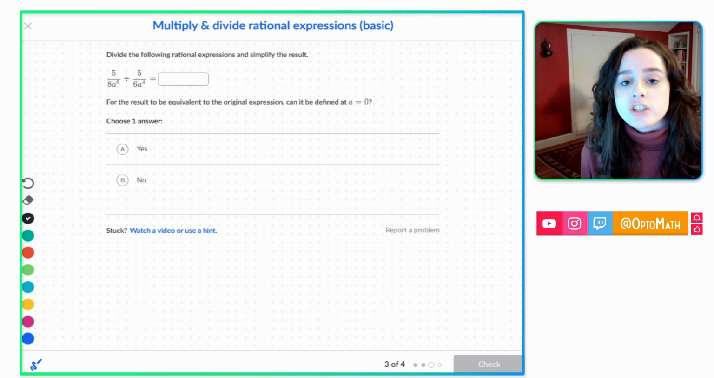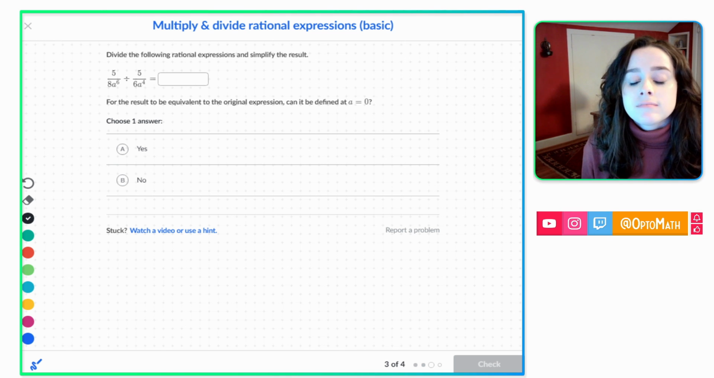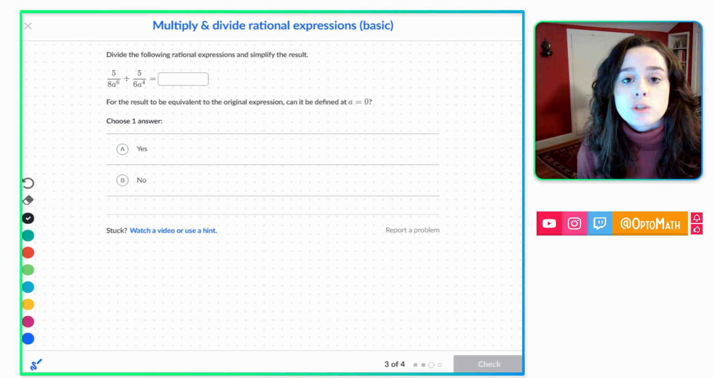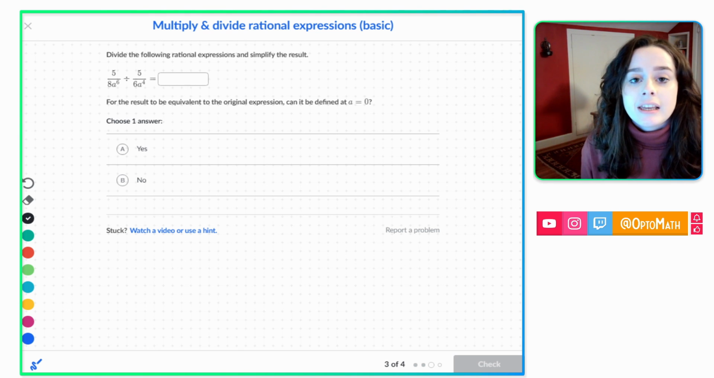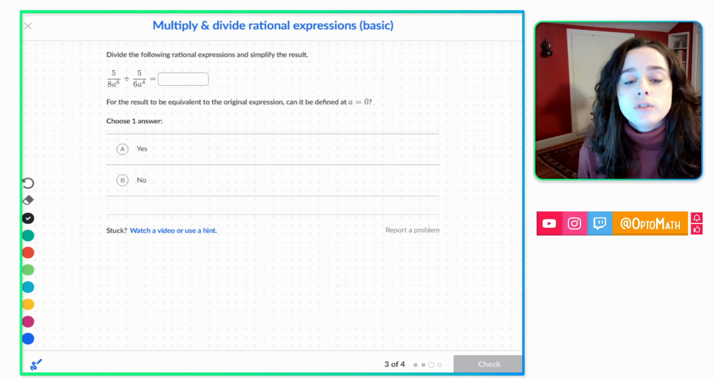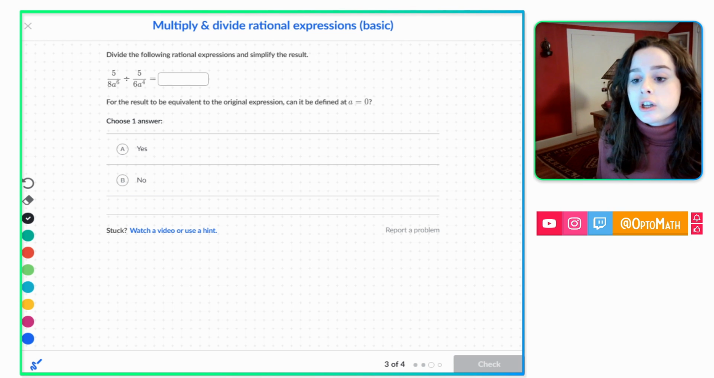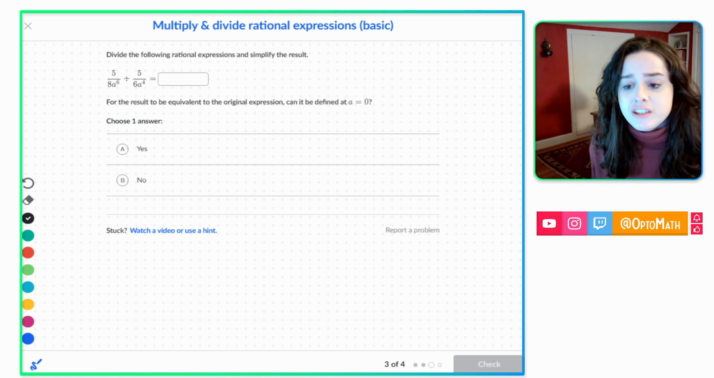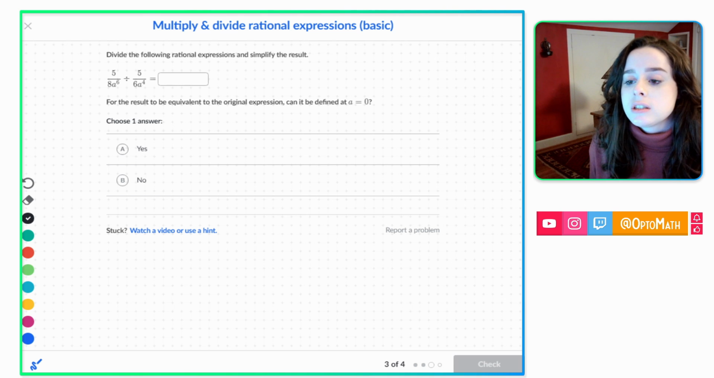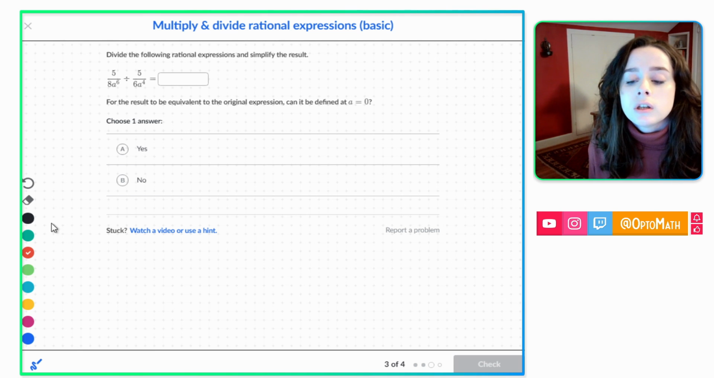Yes, I know we haven't talked about this in our notes, but if you know how to simplify rational expressions, then multiplying and dividing is really not much different. You just need to know how to multiply and divide regular old fractions. So let's look at this example here. Divide the following rational expressions and simplify the result.